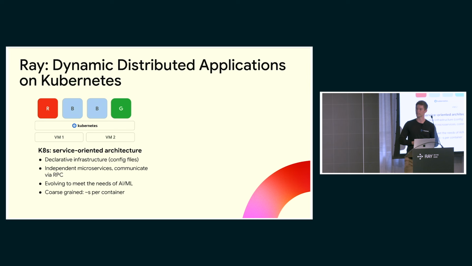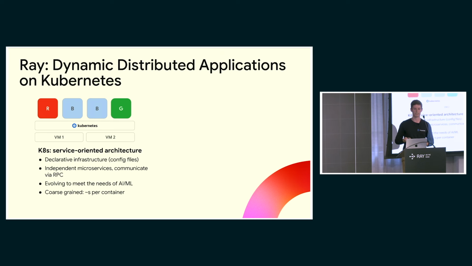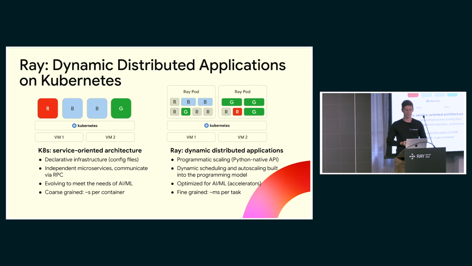But this would be a really challenging way to actually build end-to-end AI applications. Imagine if each stage in that small compute graph that I showed you had to be its own microservice, its own container, its own YAML file. It just really wouldn't cut it, especially for ML researchers and practitioners who want to be able to iterate really quickly. So Ray provides this layer on top of Kubernetes that we like to call dynamic distributed applications.